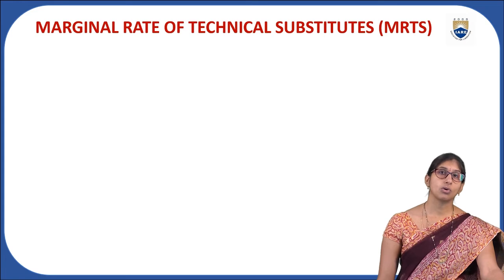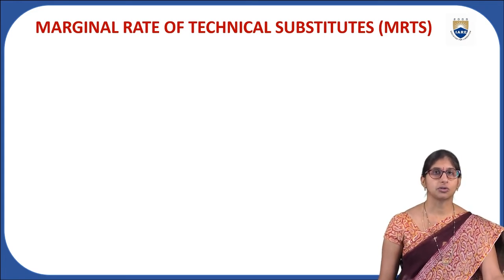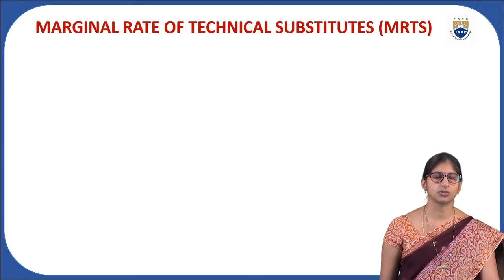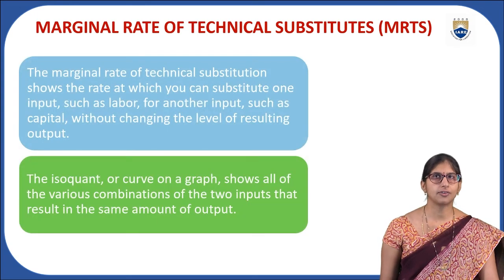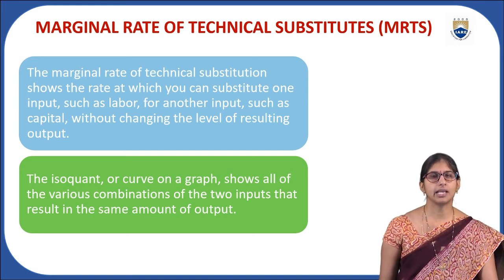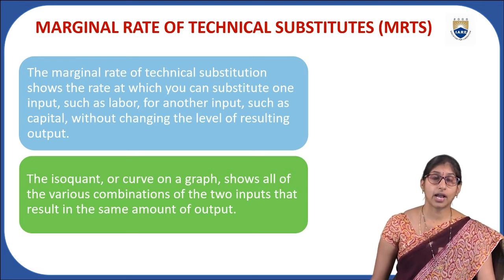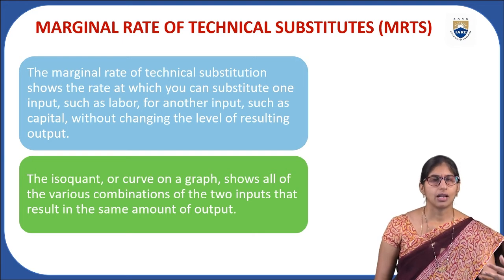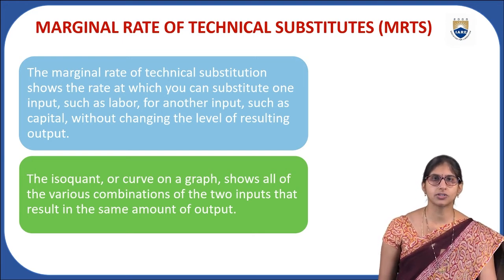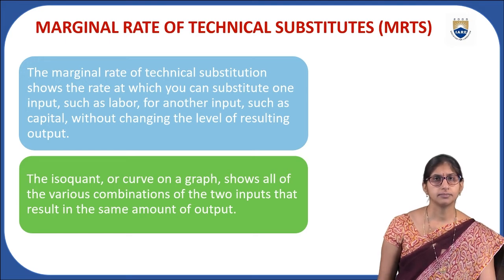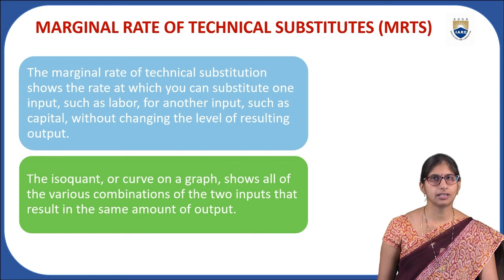Now let's learn about the marginal rate of technical substitution. It says that an input factor can be substituted with some other input factor. Just like in isoquants, as we discussed, if we increase the input of capital, we can decrease the input of labor. Here the marginal rate of technical substitution is just the same.